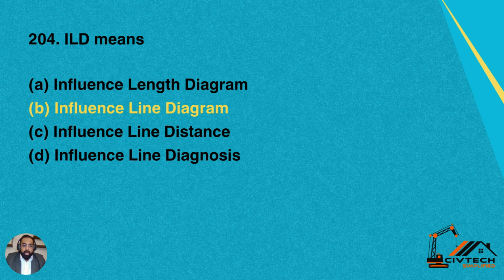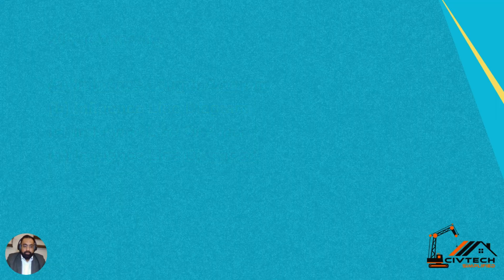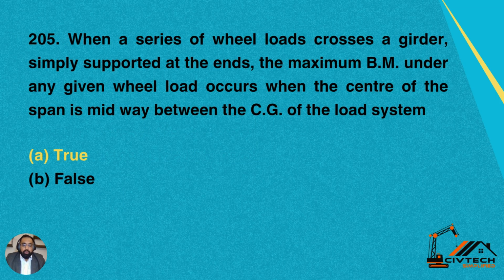Question 204. ILD means. What is ILD? Option A, influence length diagram. Option B, influence line diagram. Option C, influence line distance. And option D, influence line diagnosis. ILD means influence line diagram. B here is the correct answer for this question.